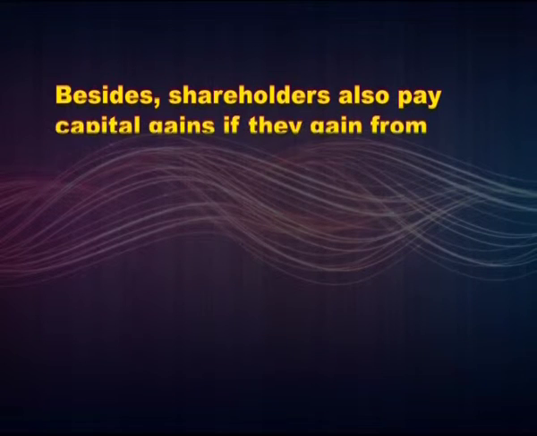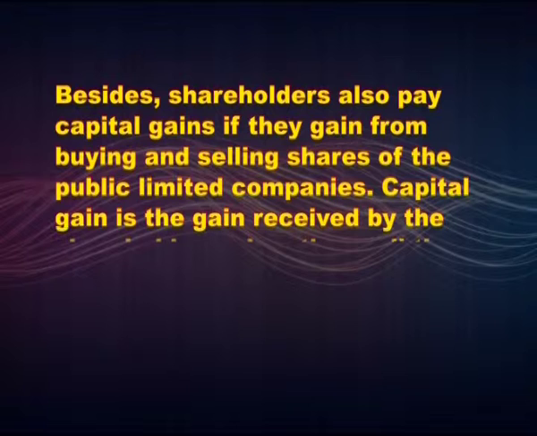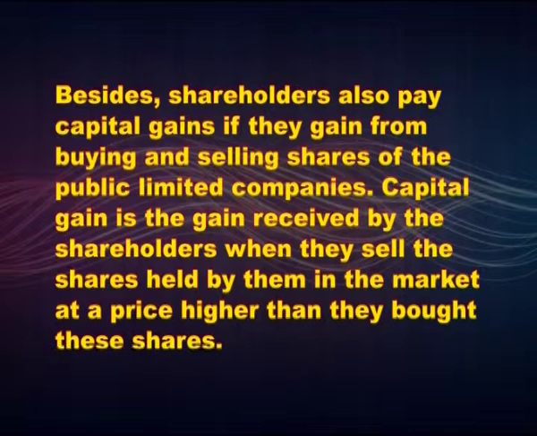Besides, shareholders also pay capital gains tax if they gain from buying and selling shares of the public limited companies. Capital gain is the gain received by the shareholders when they sell the shares held by them in the market at a price higher than they bought these shares. Corporations do not distribute their entire profits made in a year among shareholders, but retain a good part of them for the purpose of expanding business and increasing investment. These are called retained savings or undistributed profits.